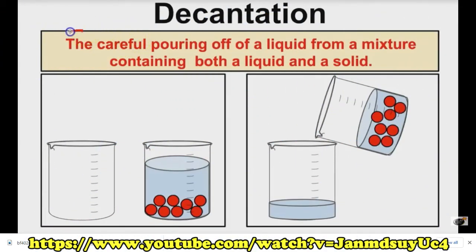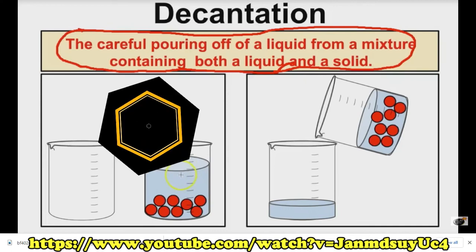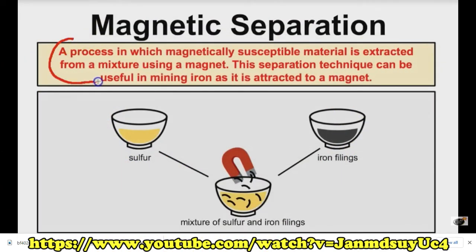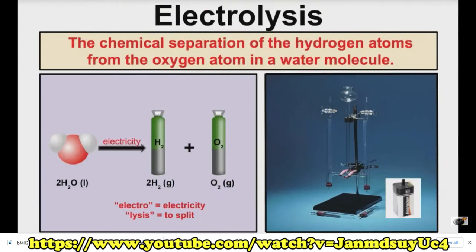Decantation, the careful pouring off of a liquid from a mixture containing both a liquid and a solid. Magnetic separation, a process in which magnetically susceptible material is extracted from a mixture using a magnet. This separation technique can be useful in mining iron as it is attracted by a magnet.